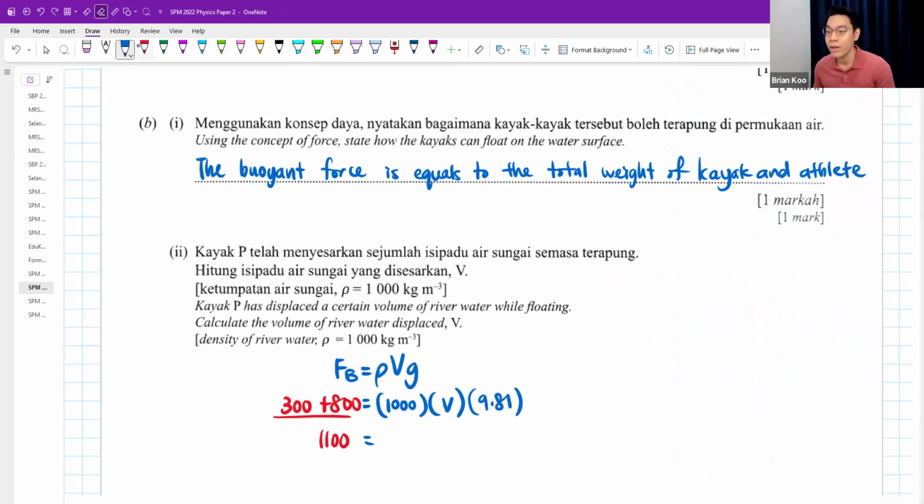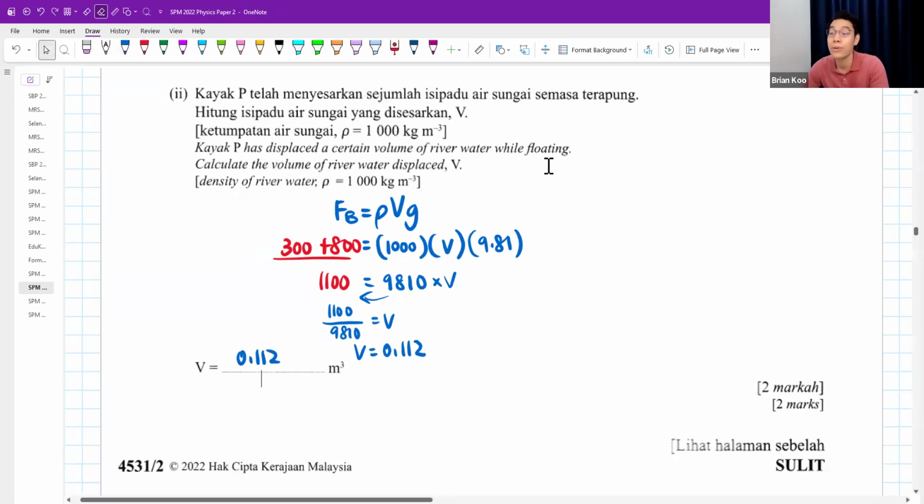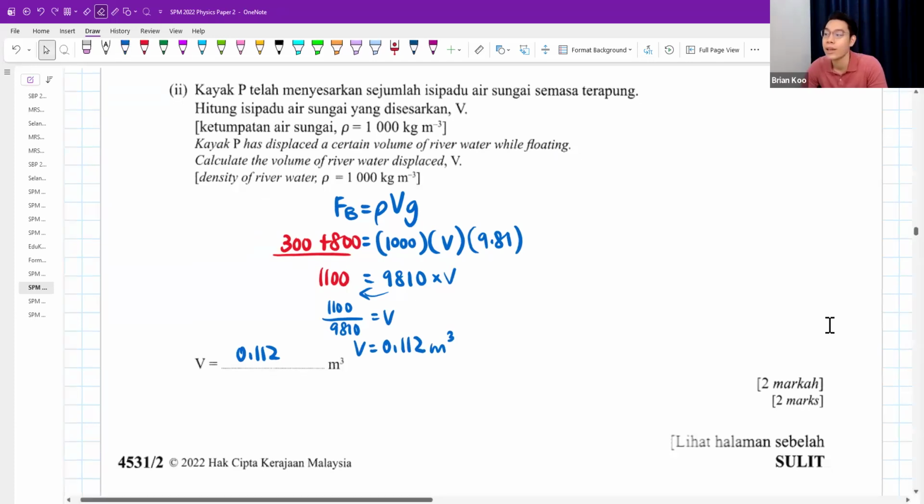You get 1100 here, equals to, you can multiply all this together if you want, you're going to get 9810 times V. Then you divide over, V equals to 0.112. Minimum 3 decimal places, you can write more if you want. That is in meter cube in SI unit.